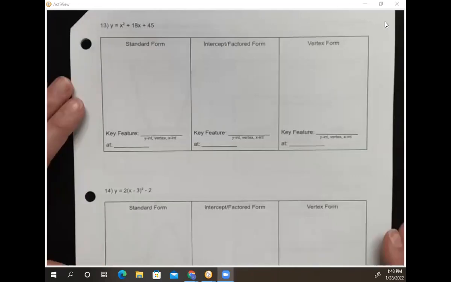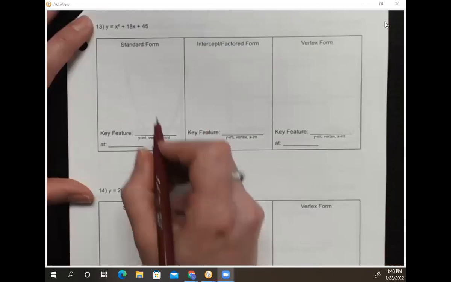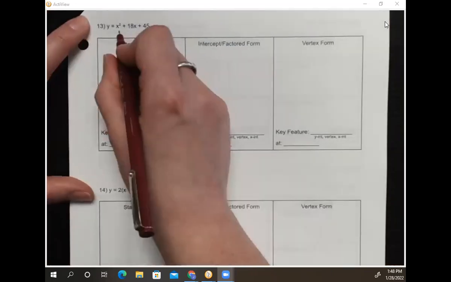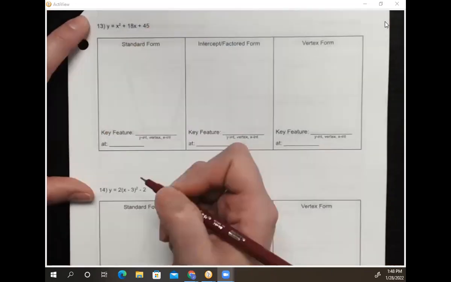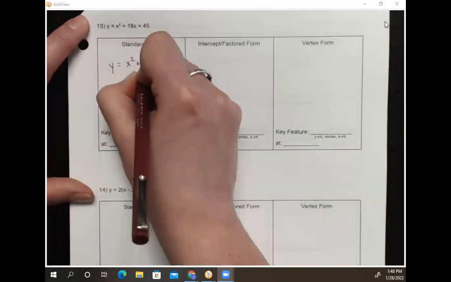For number 13, we're starting with standard form again. Everything's all multiplied out. I've got an x squared term, an x term, and a constant term. That tells me standard form. So I'm just going to put this in the standard form box.